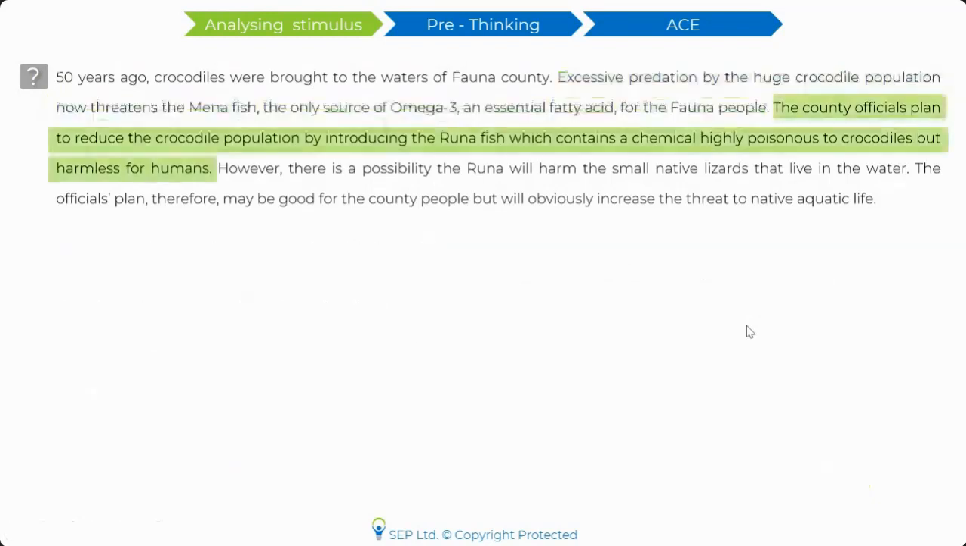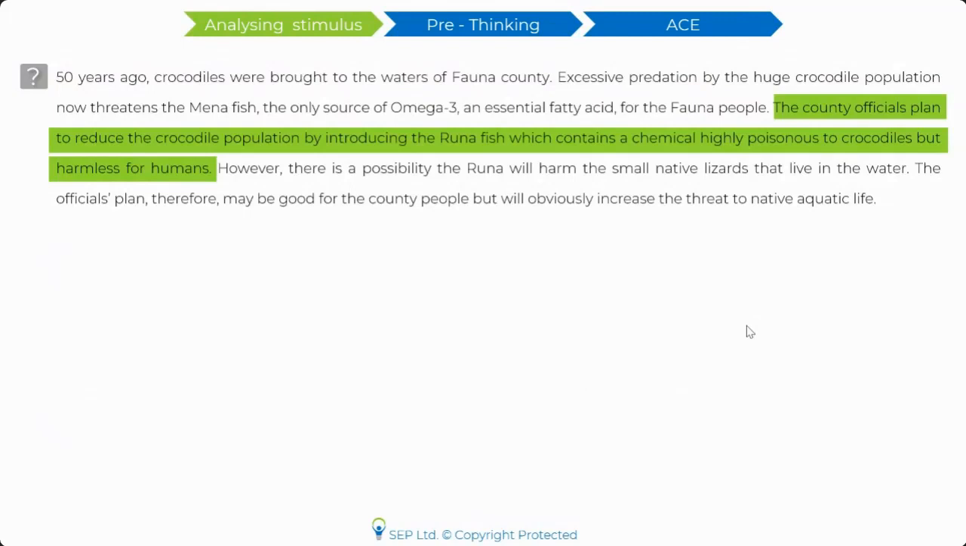Next sentence. The county officials plan. Now here we have a plan. What are they planning? They are planning to reduce the crocodile population. Okay. So probably they want to take away the threat from mena fish. You know, mena fish is so important for their omega 3. So the officials of county fauna are planning to reduce the crocodile population. How? By introducing the runa fish. Okay. So the goal is to reduce the crocodile population, and the plan is to introduce another fish, runa, which contains a chemical highly poisonous to crocodiles but harmless for humans.